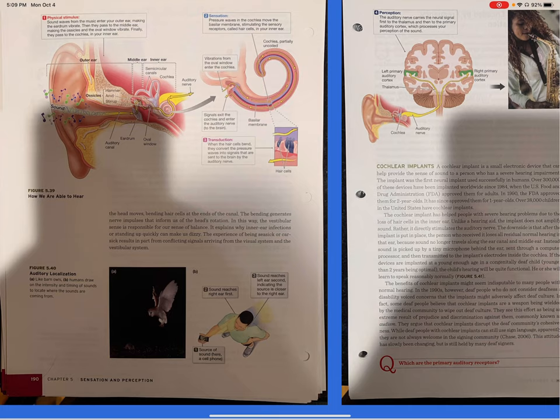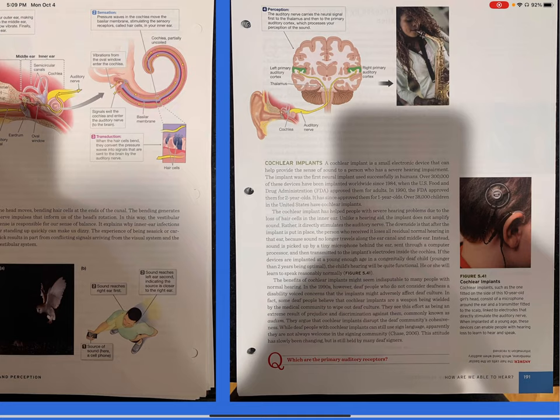Cochlear implants. A cochlear implant is a small electronic device that can help provide the sense of sound to a person who has a severe hearing impairment. The implant was the first neural implant used successfully in humans. Over 300,000 of these devices have been implanted worldwide since 1984, when the U.S. Food and Drug Administration approved them for adults. In 1990, the FDA approved them for 2-year-olds. It has since approved them for 1-year-olds. Over 38,000 children in the United States have cochlear implants.